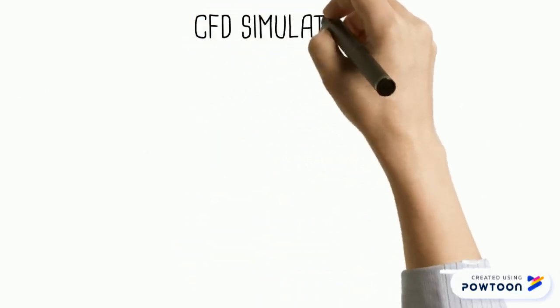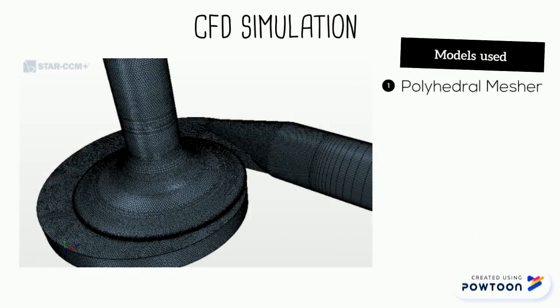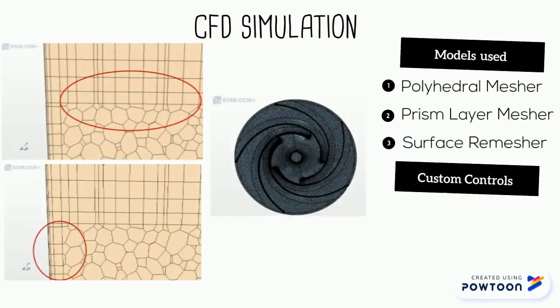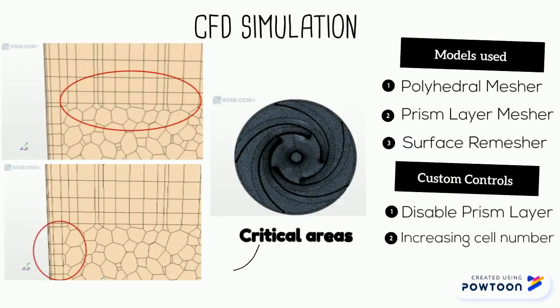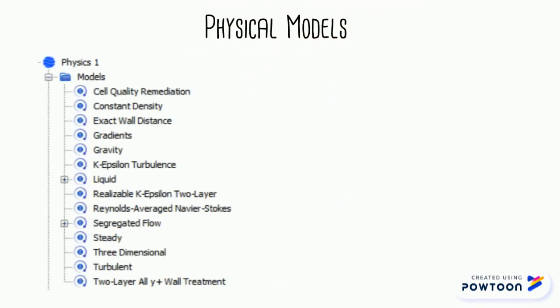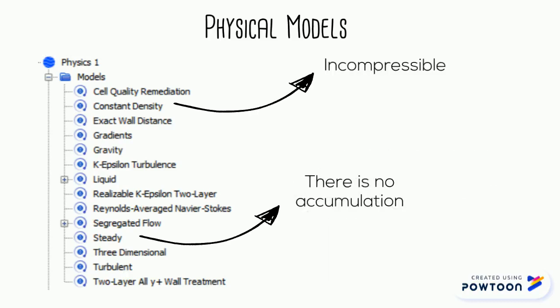For the CFD simulation, the mesh geometry was set. The main models used for the automated mesh were polyhedral mesher, prism layer mesher, and surface remesher. Then, 2 custom controls were set for critical areas. Additionally, some physical conditions had to be set: a 3-dimensional model, segregated flow, and steady and constant density.